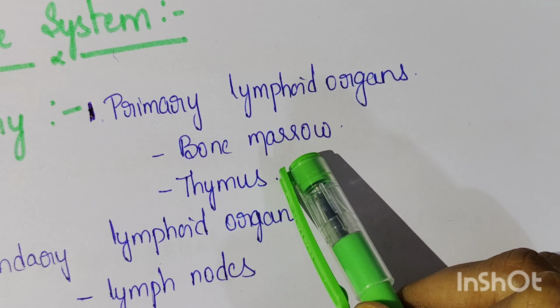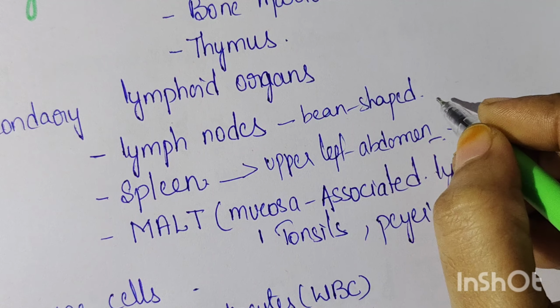Okay. So the spleen, where is it located? Upper left abdomen. And what is its function, what will it do? It filters the RBCs. Okay, then what about the lymph nodes? What is the structure of the lymph nodes? It is bean shaped.